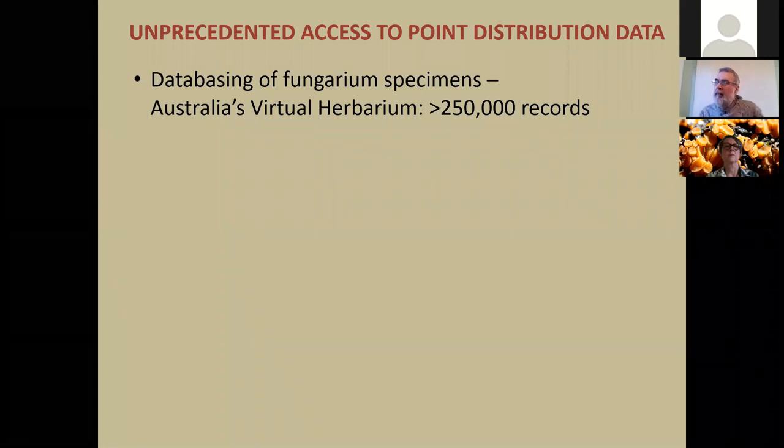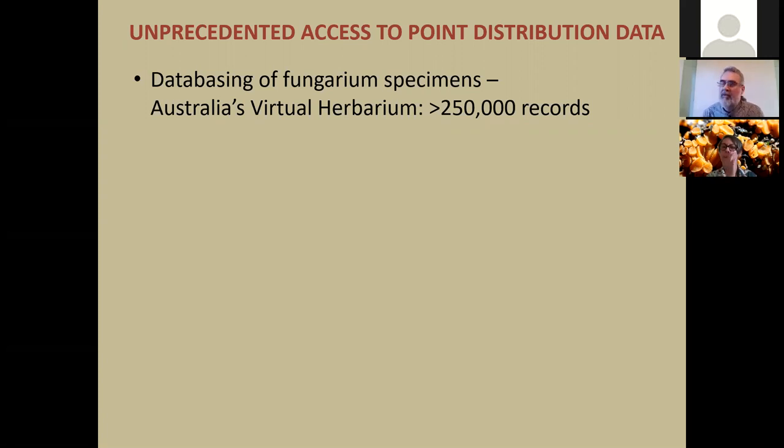And then coming a bit later in the 2000s, a key thing. Initially we were keeping all the records in spreadsheets, and eventually we moved to a database, but we didn't really have a way of putting that information out, and we tried to build our own website, but luckily along came the Atlas of Living Australia. So this offers unprecedented access to point distribution data. It was coupled with a large amount of effort to database herbarium and fungarium specimens, getting the geocodes, the lat longs onto them.